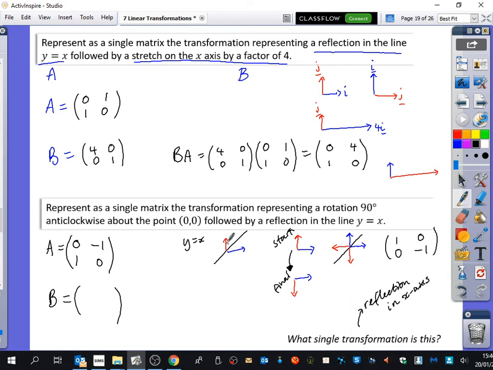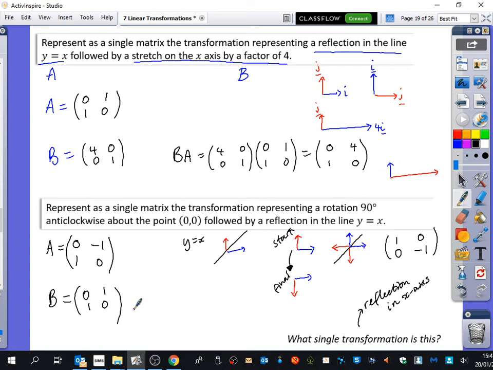We're just saying, what would be the transformation of a reflection in the line y equals x of i hat and j hat? We're doing it as a completely separate transformation. We're not doing it combined. We're going to multiply them to combine them afterwards. Would it be 0, 1, 1, 0? It would be 0, 1, 1, 0. Yeah?